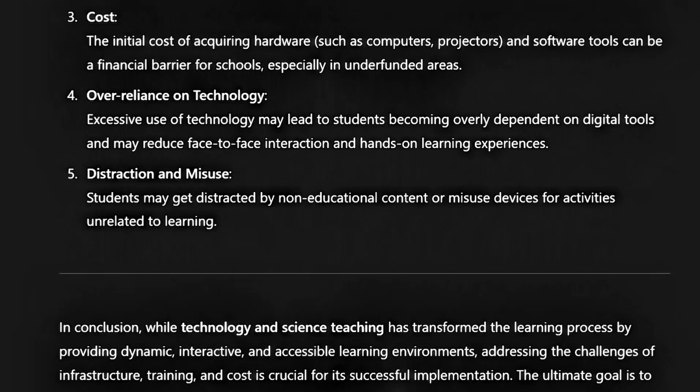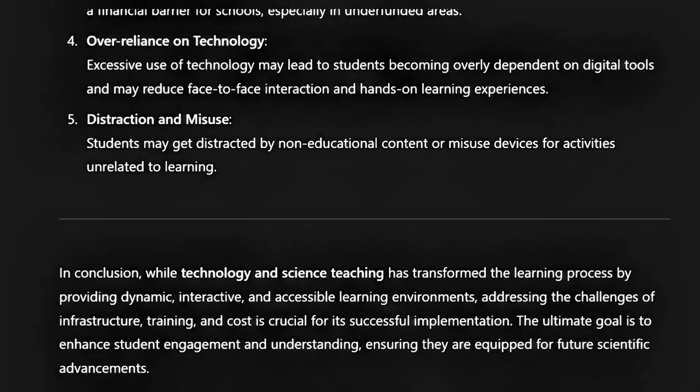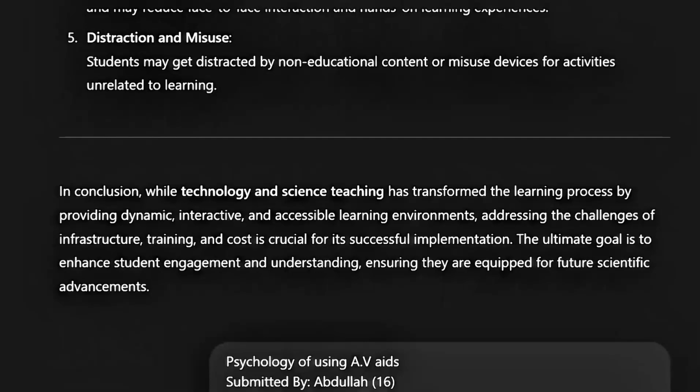3. Cost. The initial cost of acquiring hardware, such as computers, projectors, and software tools, can be a financial barrier for schools, especially in underfunded areas. 4. Over-reliance on technology. Excessive use of technology may lead to students becoming overly dependent on digital tools and may reduce face-to-face interaction and hands-on learning experiences. 5. Distraction and misuse. Students may get distracted by non-educational content or misuse devices for activities unrelated to learning.